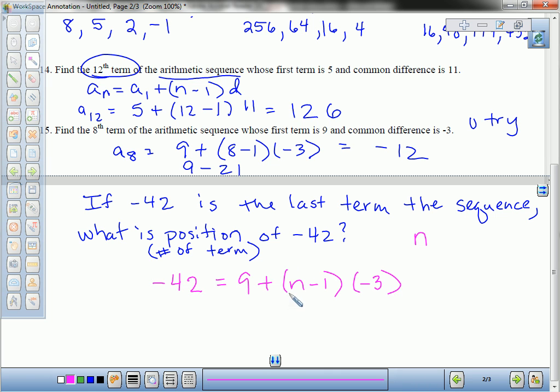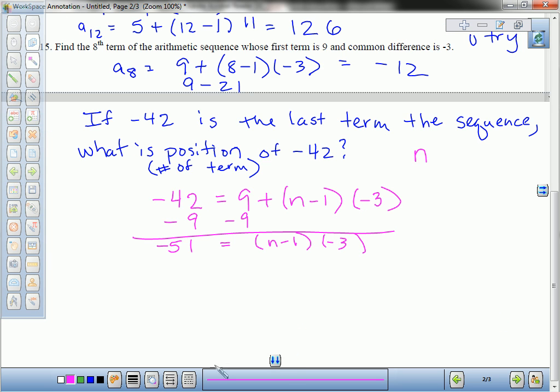Okay? So, on this kind, we can just do regular equation solving. On geometric, though, we're going to have to use logs. So this one, I would subtract 9 and get negative 51 equals n minus 1 times negative 3. This is what I messed up on the paper. That's very good. Yeah. And then we divide by negative 3. What I did was I moved the number that you add, but when you multiply it to n minus 1, I distributed. Oh, you can do it that way. It's just a little harder.